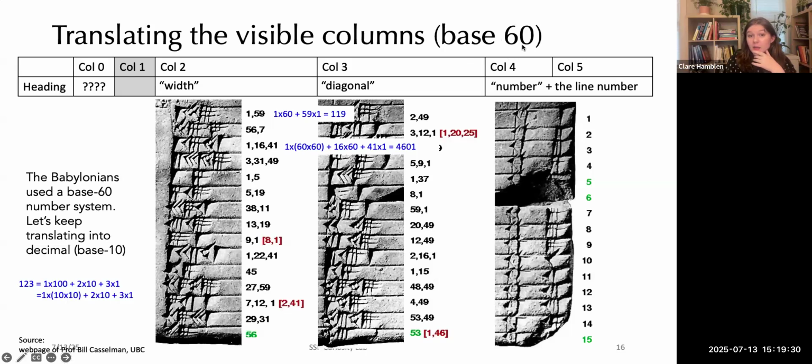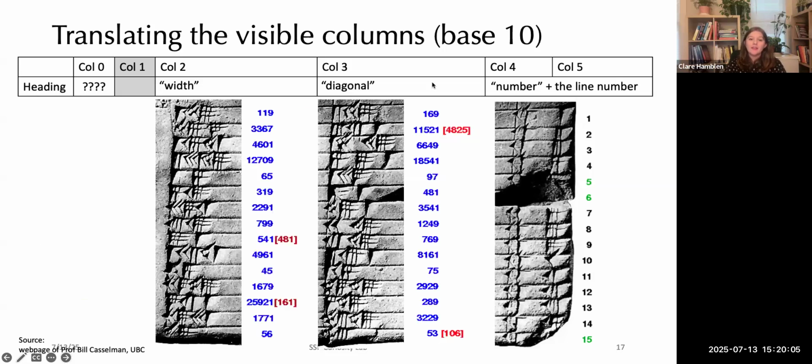The Babylonians did the same thing, but rather than counting up to 10, they counted up to 60. That number might seem random, but actually it's not. We're not going to go into any of the interesting things about base 60, but you can follow the same expanded form calculation that 2nd and 3rd graders do with base 60. So here, this is 1 60 and 59 ones, which equals 119. This is 41 ones, 16 60s, and then one amount of 60 60s. And when you calculate that, you get 4,601.